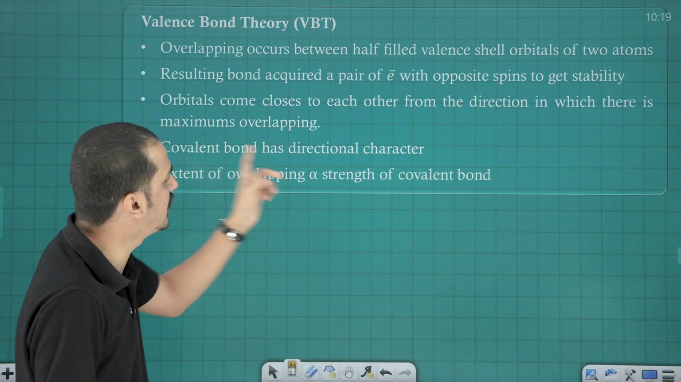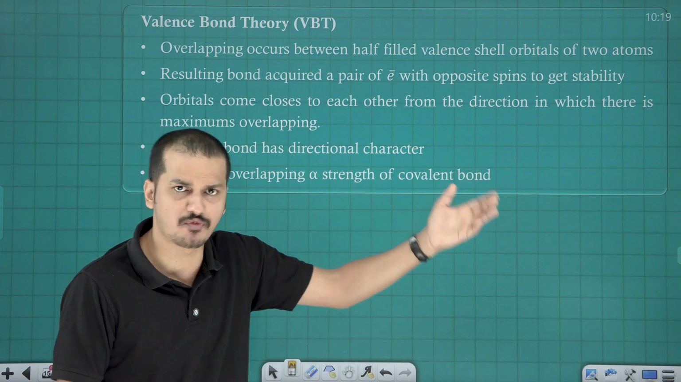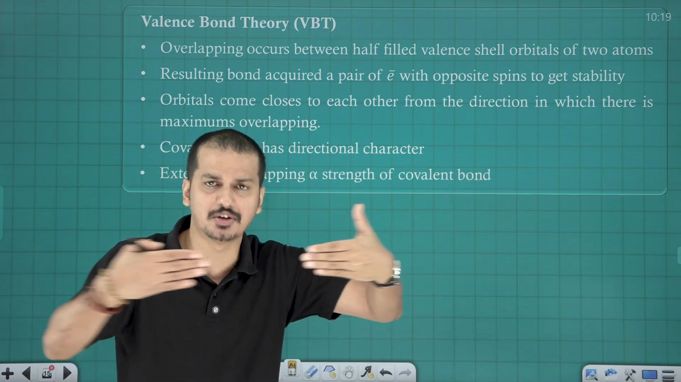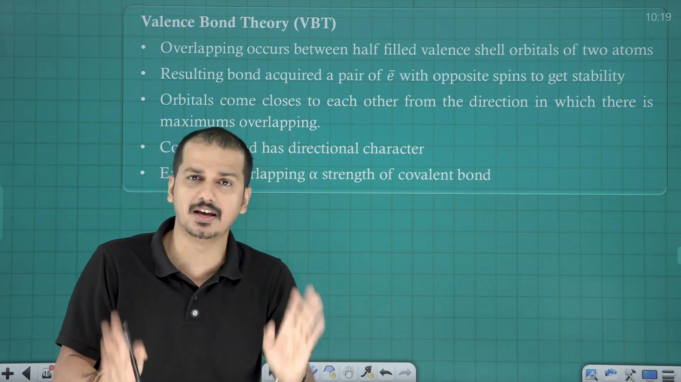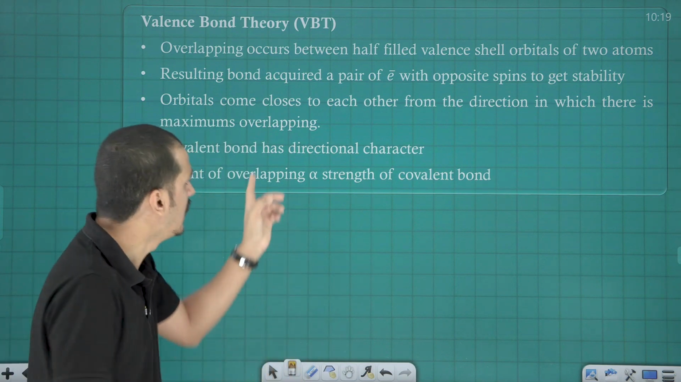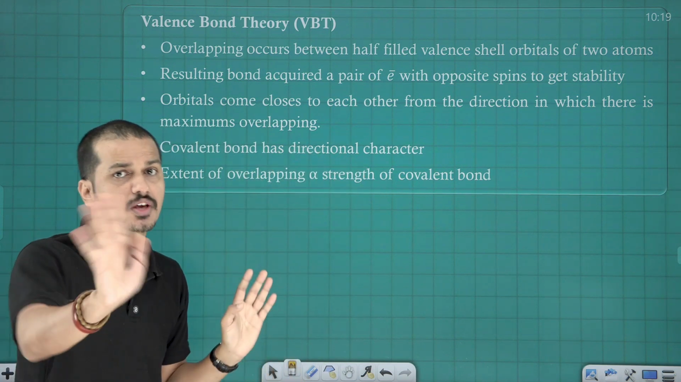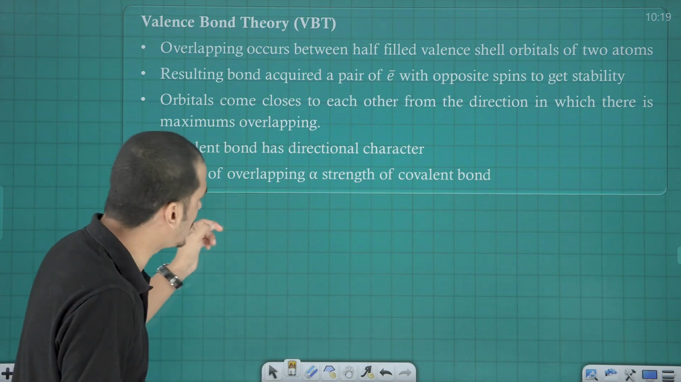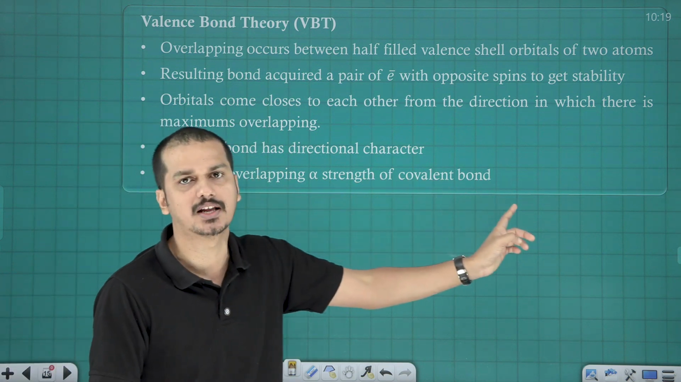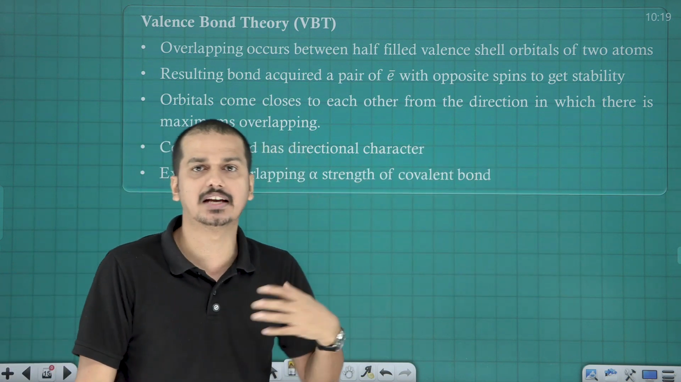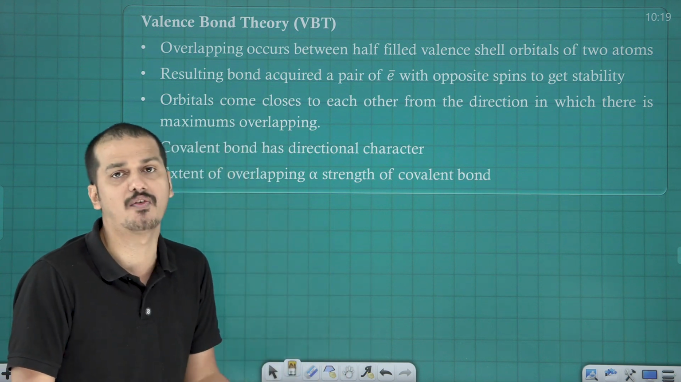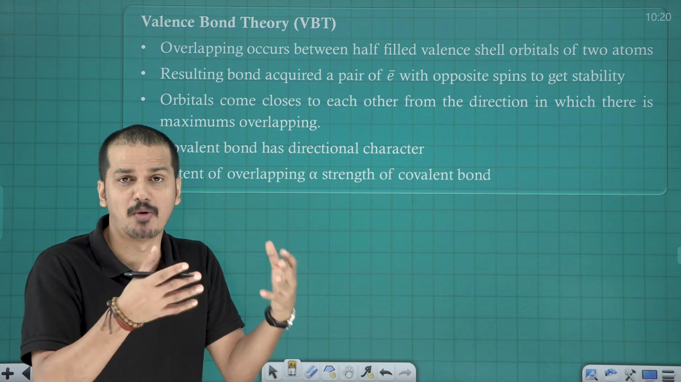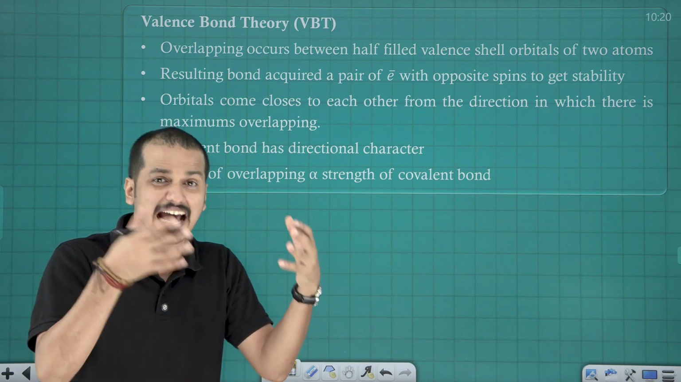Next, covalent bond has directional character. Yes, of course. If they are coming end to end, that means sigma. If they are coming sidewise, what? Pi. So of course they have directional character. But ionic bond has no directional character. Extent of overlapping is directly proportional to the strength of the covalent bond. That idea also you have to remember. Especially the overlapping: whenever we are considering the overlapping, the molecules have directional character.